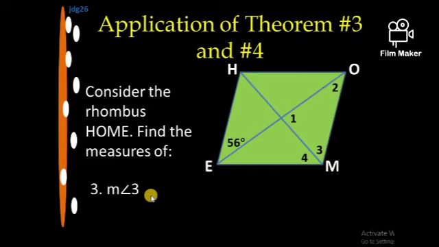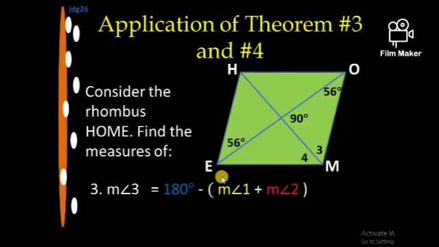Number 3, measure of angle 3. What do you think is the measure of angle 3? Okay, let's analyze. Angle 1 is 90 degrees. Angle 2, our answer earlier, is 56 degrees. So to find the measure of angle 3, we have the formula 180 degrees minus the sum of angle 1 and angle 2. Where does the 180 degrees come from? Take a look at this one.